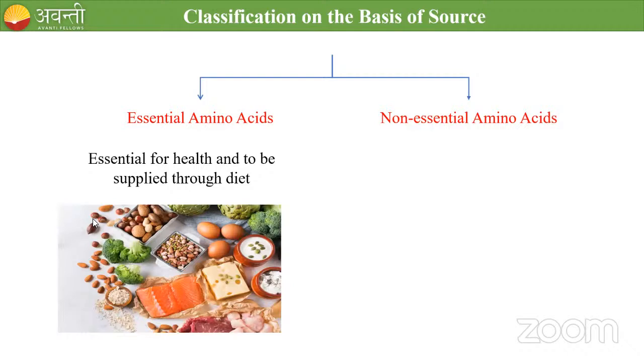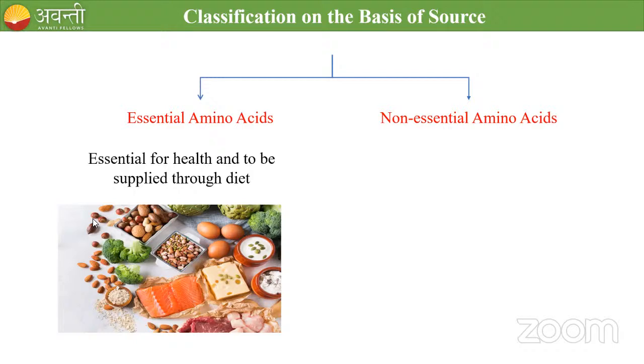The particular compound is very essential for you, but it is not present inside your body. So what do you have to do? You have to take those essential amino acid compounds through the food only. So those are called essential amino acids.